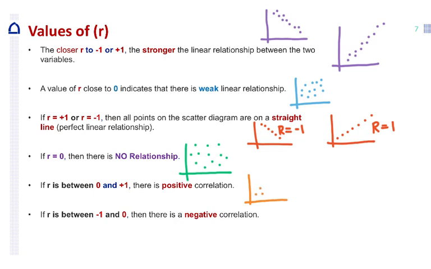They can be close to the straight line, or they can be a little less strong. It could be a weaker relationship where the dots are a little more spread out, but either way, they're going up from left to right.